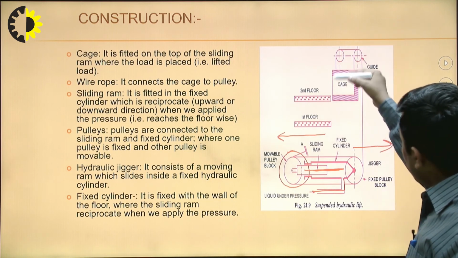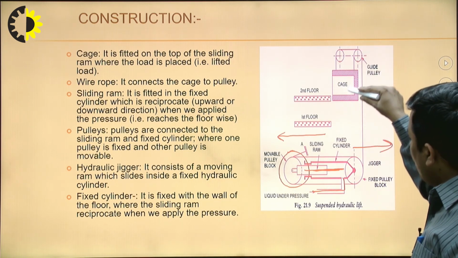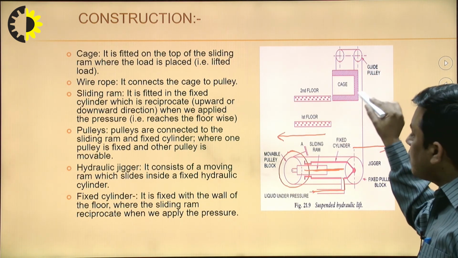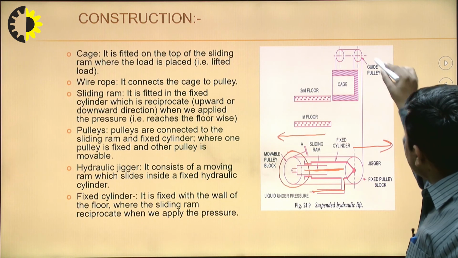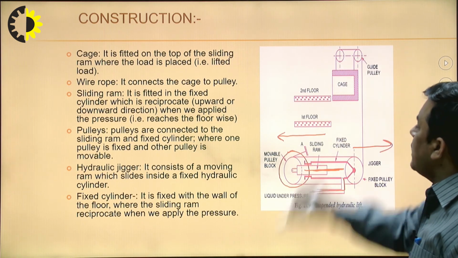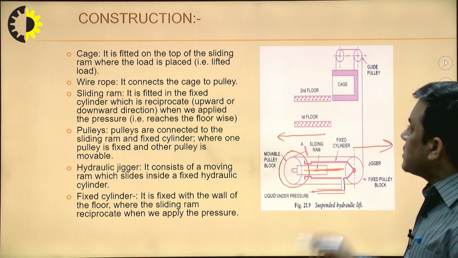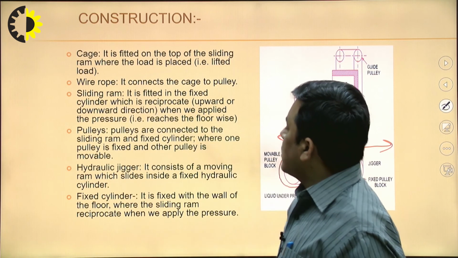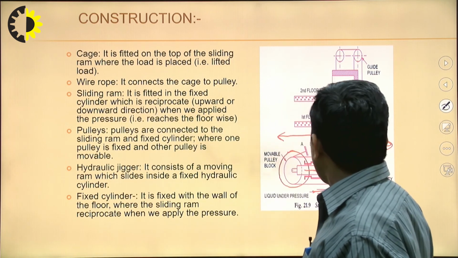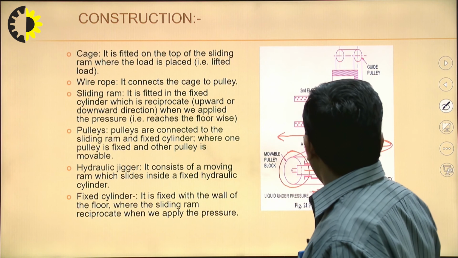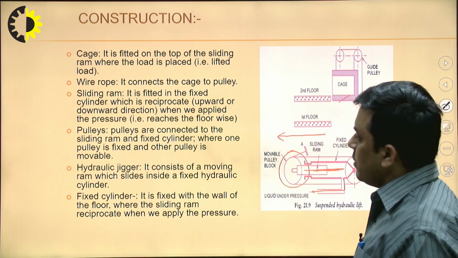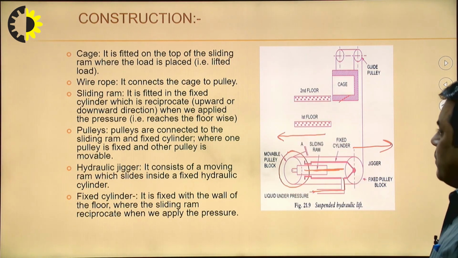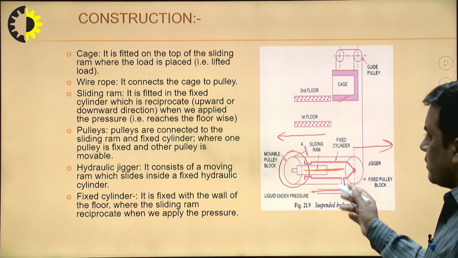So, the movement of the cage is not maintained with the direct contact of fluid. It passes through the pulley and rope arrangement. That is why it is named the suspended type of hydraulic lift. So, these are the constructional details of the suspended type hydraulic lift. Cage, clear, where goods and passengers can be placed. Wires connect the cage and pulley. Sliding ram is fitted in the fixed cylinder, which reciprocates upward or downward.